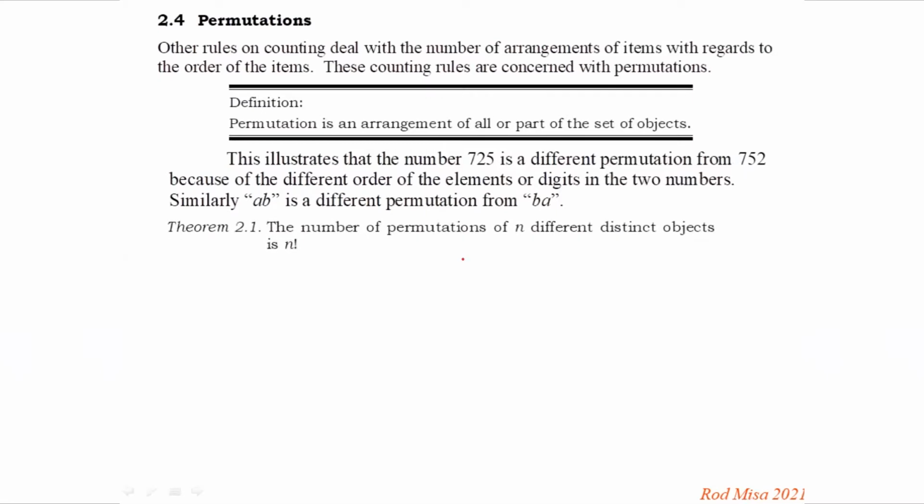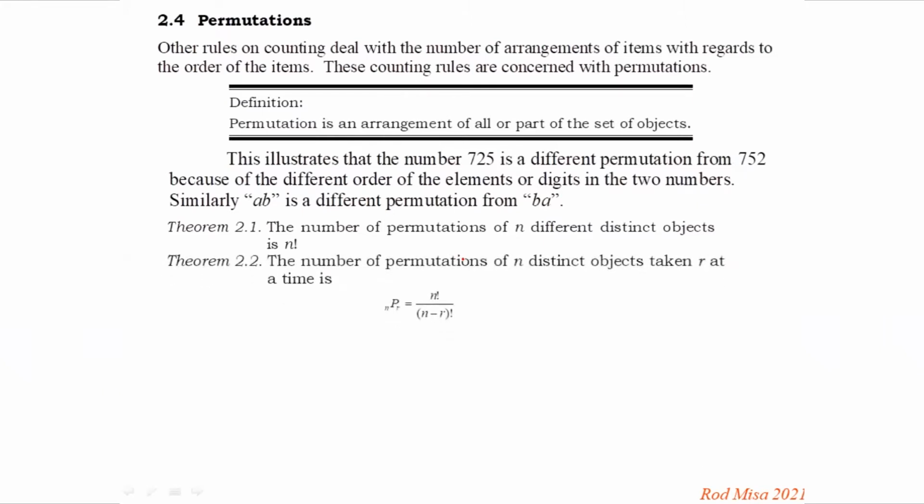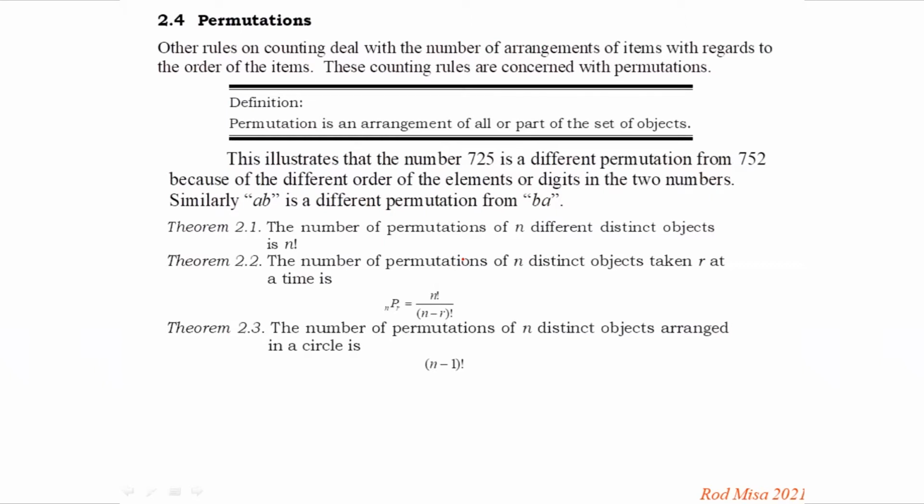The number of arrangements of n distinct objects is n factorial. The number of permutations of n distinct objects taken r at a time is nPr, the permutation of n taken r at a time, which is equal to n factorial divided by (n minus r) factorial. Also, the number of arrangements of n distinct objects arranged in a circle is (n minus 1) factorial.